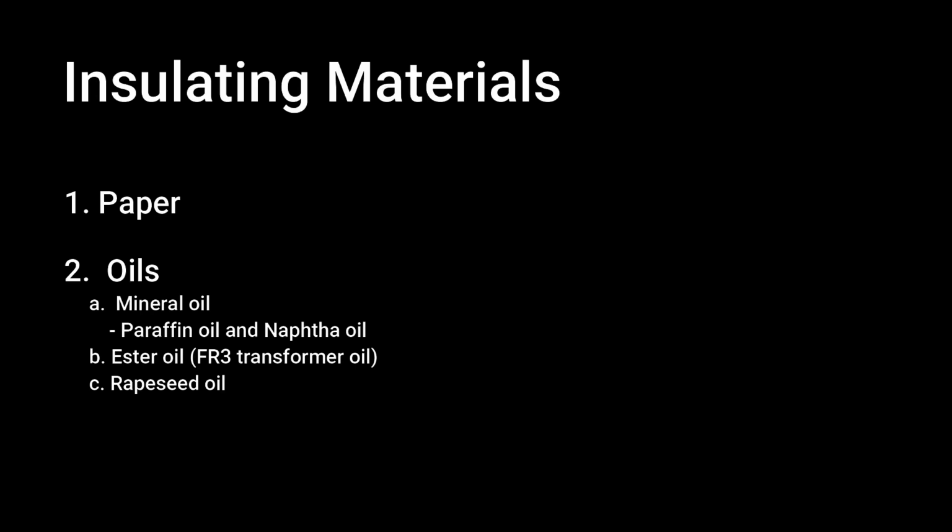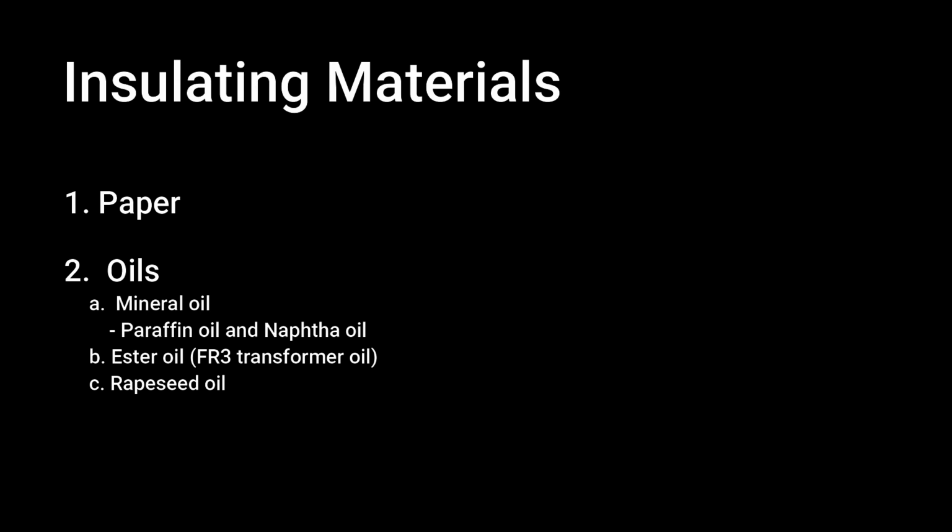The insulating materials used in a transformer are paper and oil. They use paper because of its pure cellulose, which gives excellent electrical properties. Cellulose is a good insulator and it is polar, so it provides a dielectric constant.